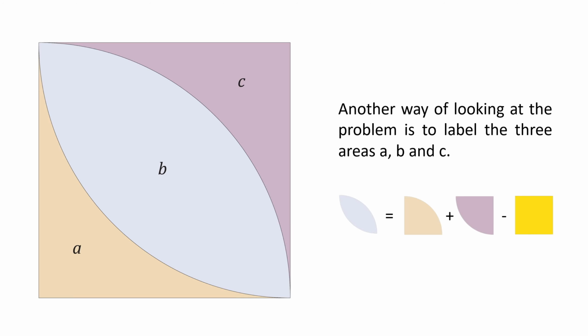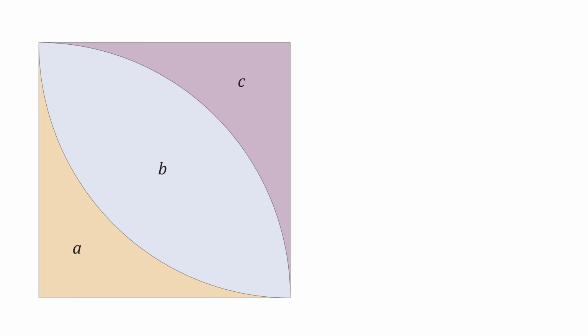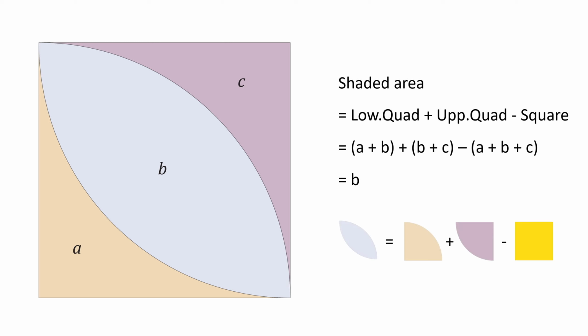Another way of looking at the problem is to label the three areas A, B, and C. The shaded area would be equal to the area of the lower quadrant, which is A plus B, added on to the area of the upper quadrant, which is B plus C, less the area of the square, which is A plus B plus C. After simplifying the expression, you get that the shaded area is equal to B.